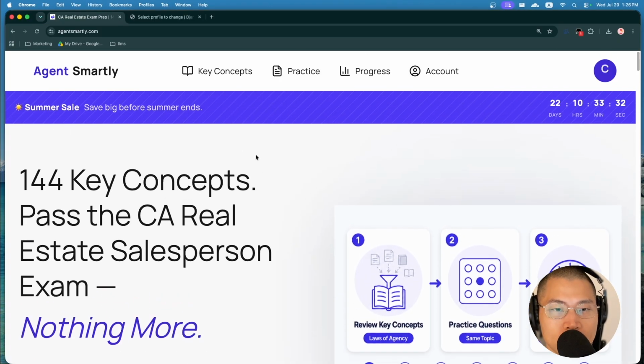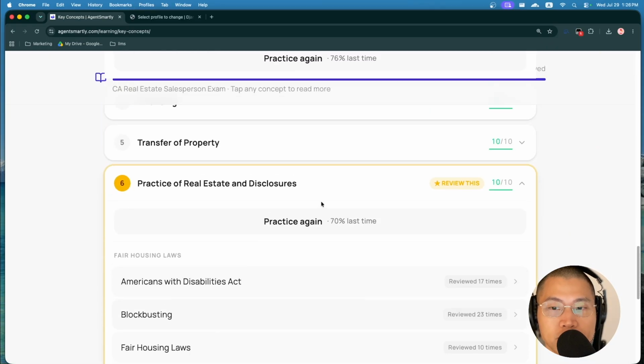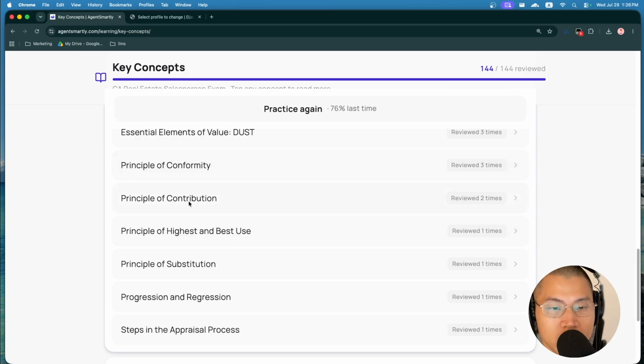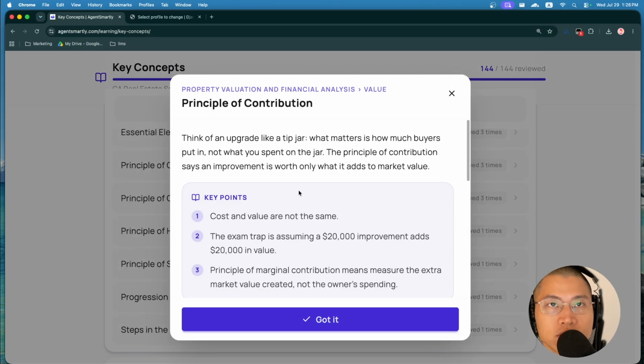So first, we go to this key concept tab, and under here, the principle of contribution. Think of an upgrade like a tip jar. What matters is how much the buyer puts in, not what you spend on the jar. The principle of contribution says an improvement is worth only what it adds to the market value. I know this definition is a little blurry, a little abstract.